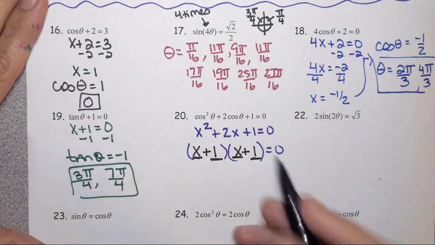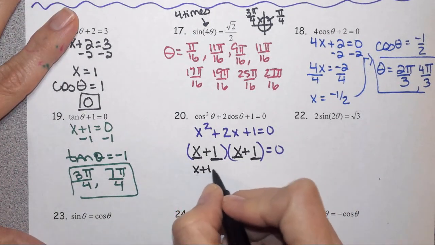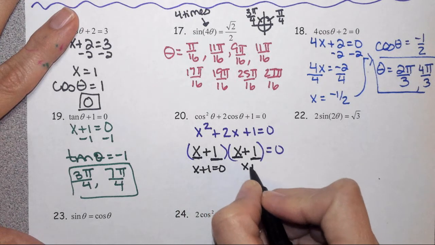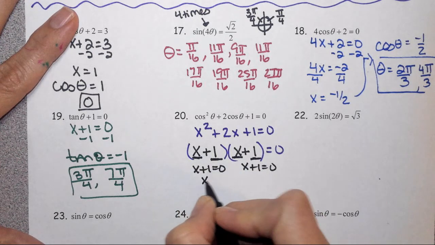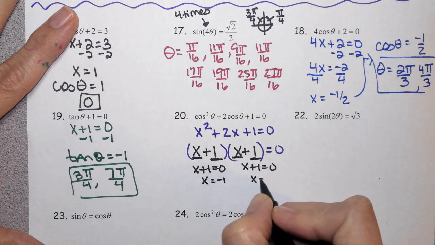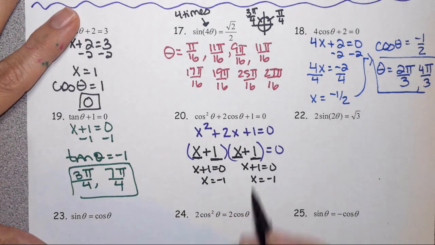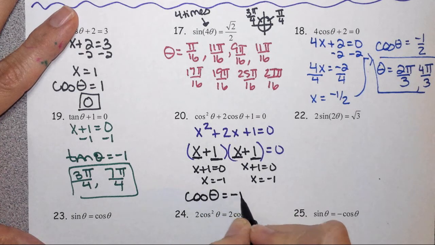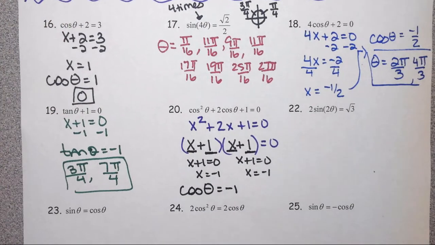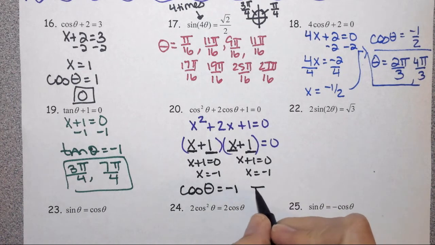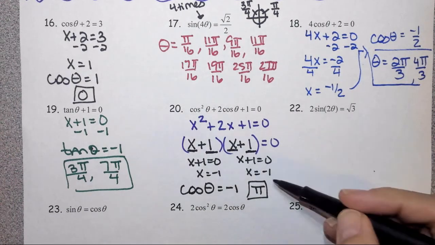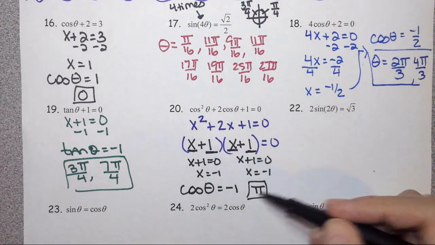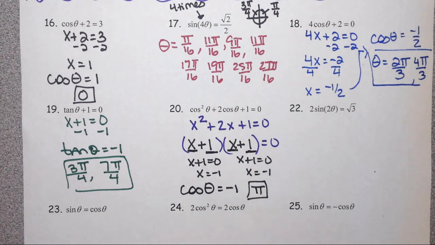Now that this is in factored form, I set each factor equal to 0, and I get x equals negative 1. But remember, on this problem, x is cosine, so where on the circle does cosine equal negative 1? Cosine equals negative 1 at pi. And it's the same thing for the second one, so you just need to write it once.